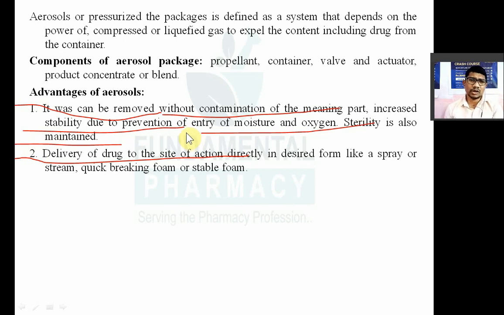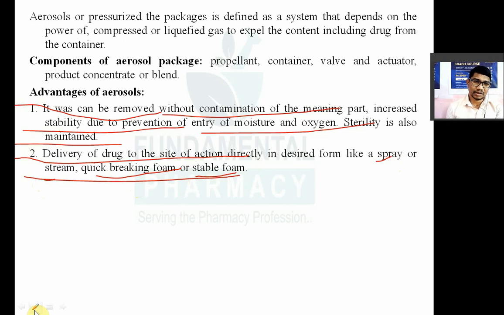Delivery of drug to the site of action directly is desired in the form of spray, stream, quick breaking foam, or stable foam. Now aerosol may be dispensed in different forms. तो जब aerosol dispense होगा, जब product बाहर आएगा, तो product बाहर कैसे कैसे आ सकता है. So the dispensed product may be like a spray, a fine mist of droplets, or a stream. It may be a quick breaking foam. इनिशियली वो फोम हो जाएगा लेकिन वो ब्रेक इजीली हो जाएगा. So quick breaking foam and stable foam. So these are the different types of spray.